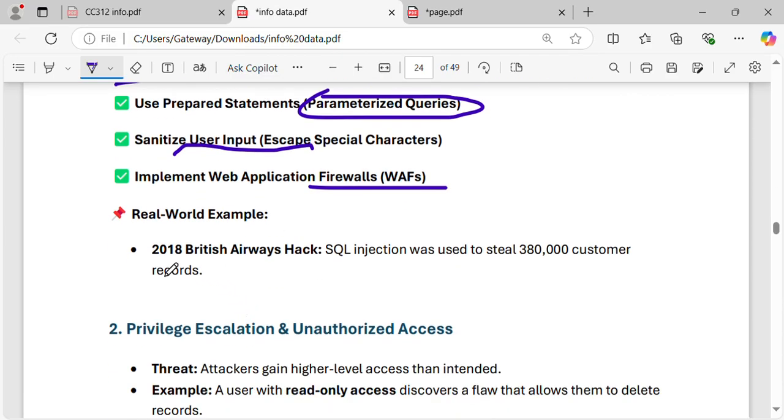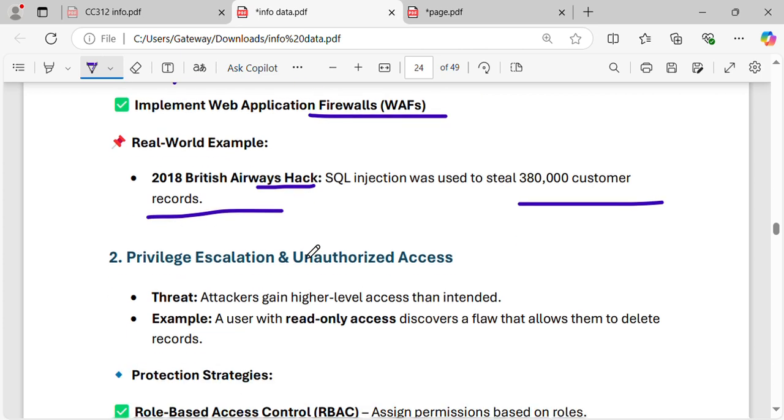Real example: the 2018 British Airways hack. SQL injection was used to steal 380,000 customer records in the 2018 British Airways hack.